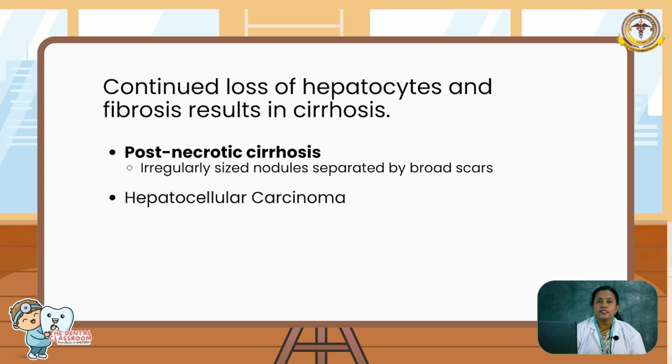So, cirrhosis is the end stage liver disease. In this condition, there will be irregularly sized nodules separated by broad scars, resulting in cirrhosis, end stage liver disease. And this can also end up in hepatocellular carcinoma.